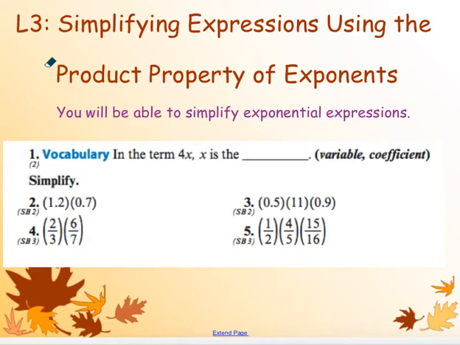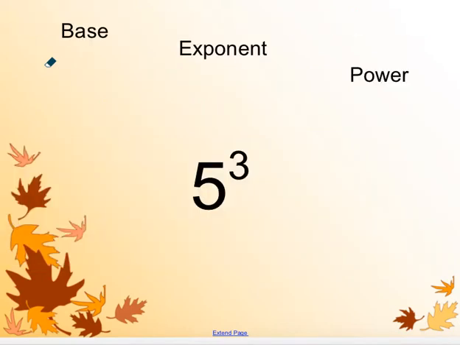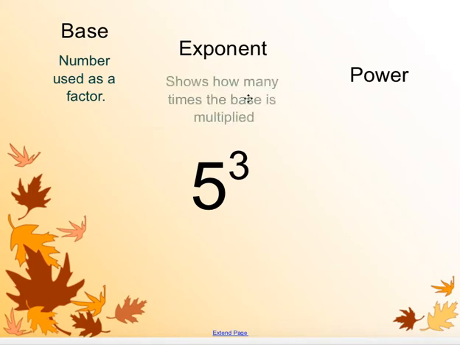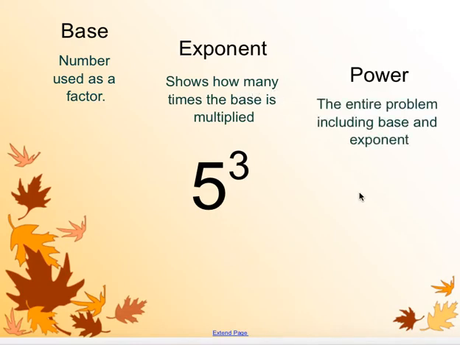As you will remember, the product property deals with our exponents. So we have different parts of our exponential problems. Our base, which is a number used as a factor. The exponent shows how many times the base is multiplied. And the power, really we're just talking about the entire thing.